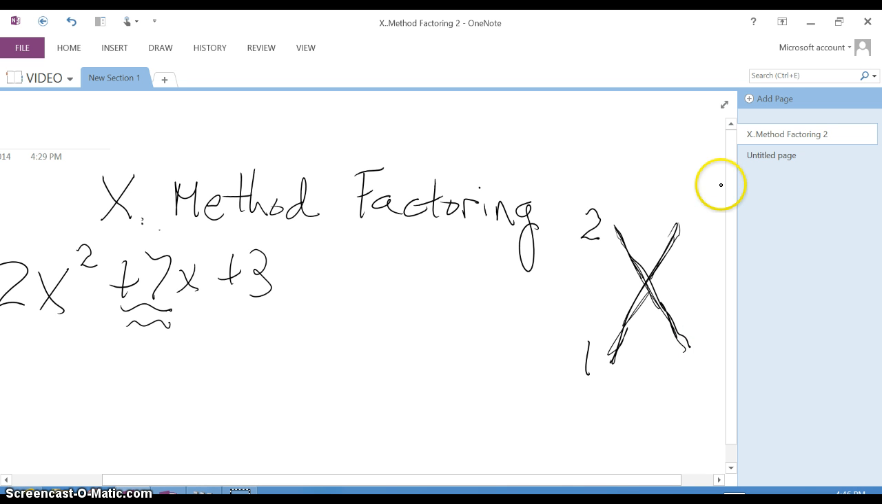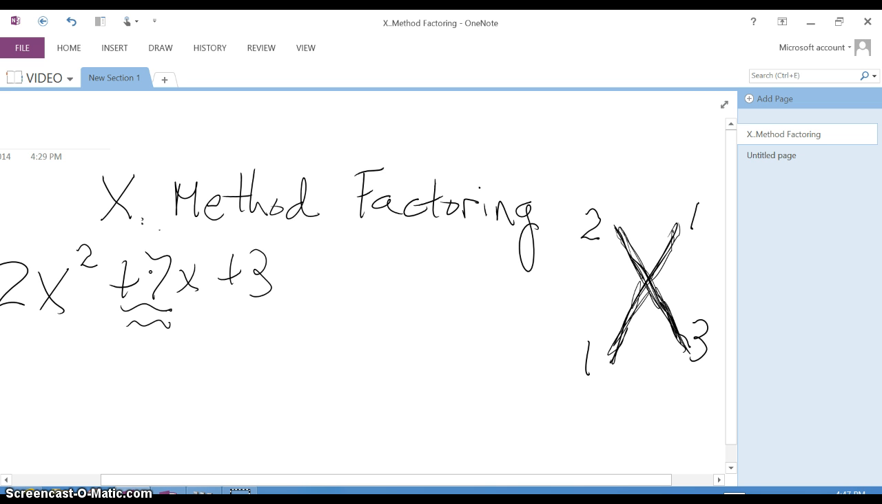Now, let's try putting the 1 on top and the 3 on the bottom. And yes, that is important, the position of the numbers. Now, if I form the product along this diagonal, 2 times 3 is 6, plus 1 times 1 is 7. Sure enough, it gives us the middle coefficient.